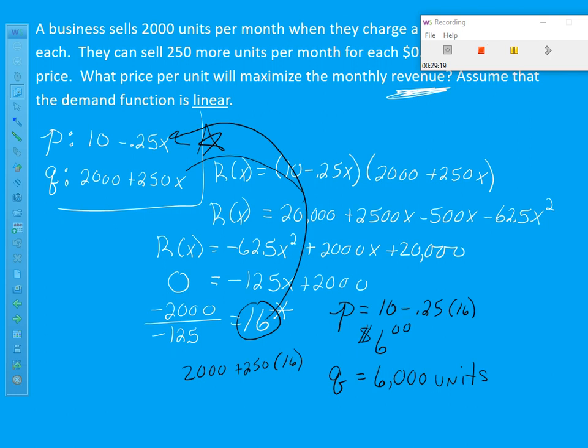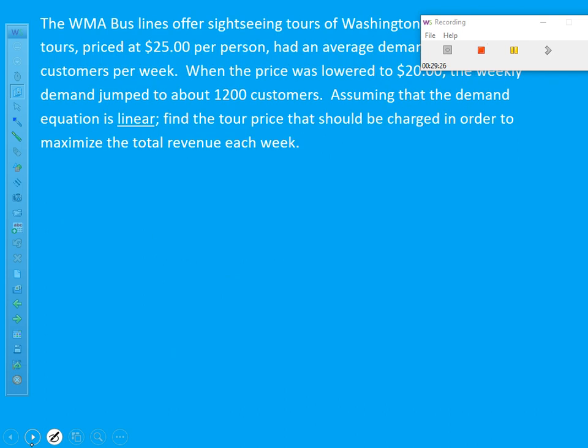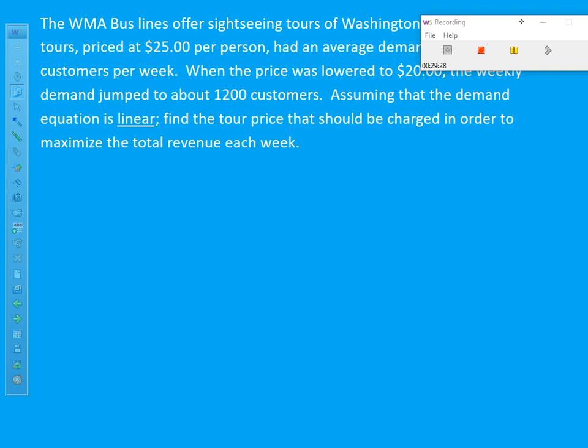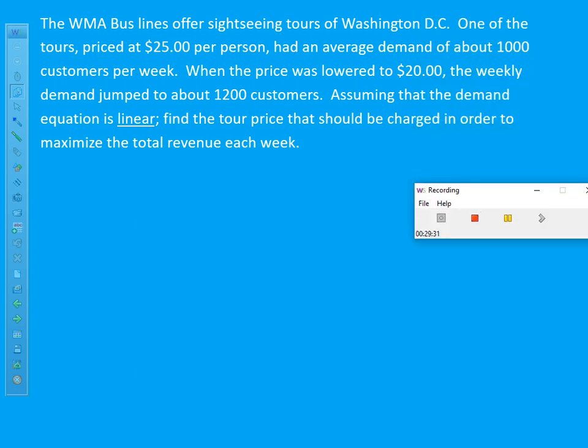Now, I'm going to just set up number 7. I won't take time on the video to finish it out because I think you know how to FOIL and find the derivative. So here goes this one. We'll just get it set up. The WMA bus lines offers sightseeing tours of Washington, D.C. One of the tours, priced at $25 per person, had an average demand of about 1,000 customers per week. When the price was lowered to $20, so a price reduction of 5, the weekly demand jumped to about 1,200 customers. Assuming that the demand is linear, find the tour price.